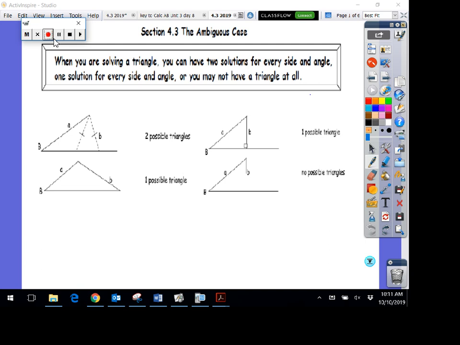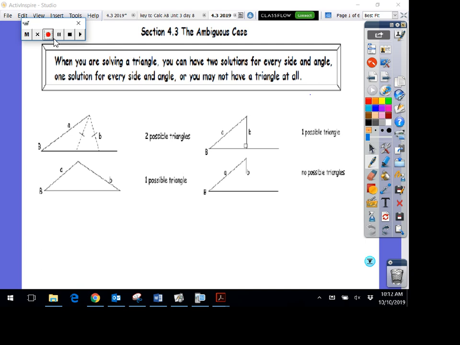So if we're given side, side, and an angle, we don't necessarily know if there's going to be a triangle or not. Or if we're given side, side, and an angle, that other side across from the angle given might not even be long enough to create a triangle. Or it might be long enough to create a triangle and there's only one triangle. And we're going to be able to figure that out today.